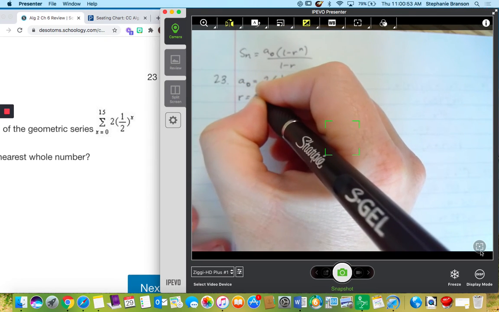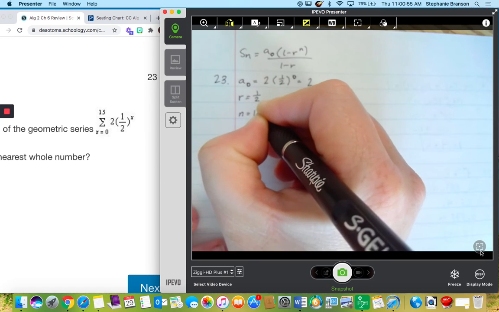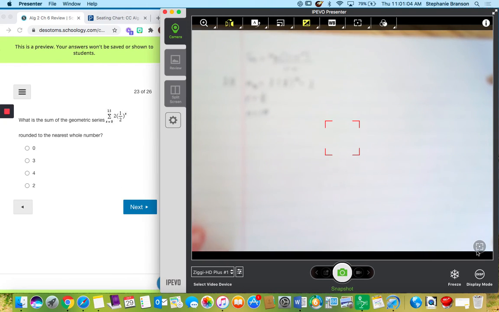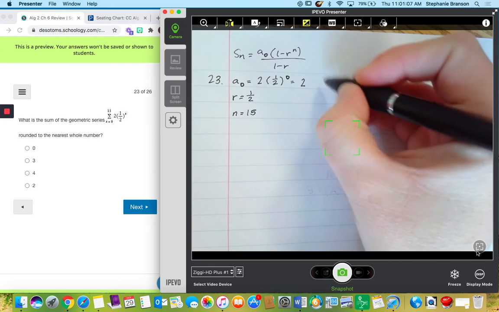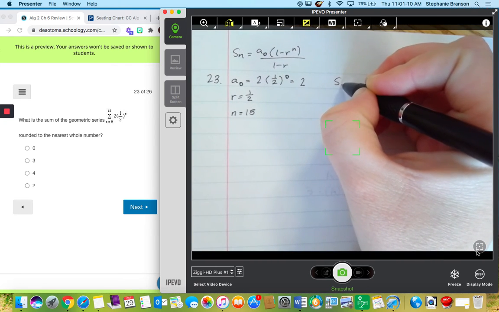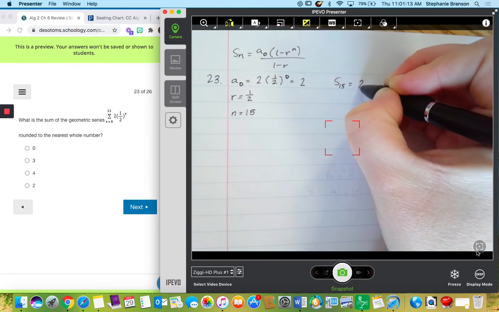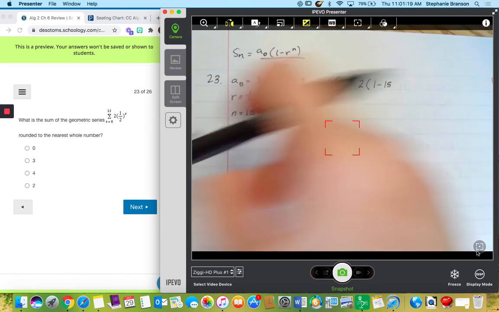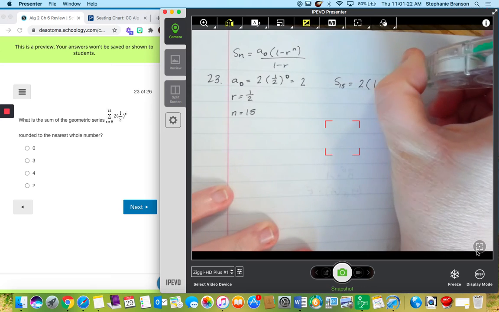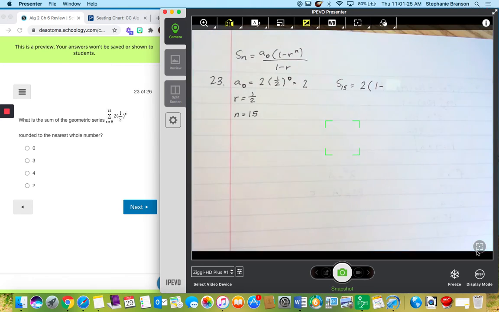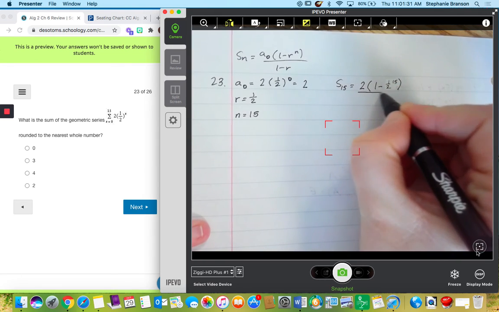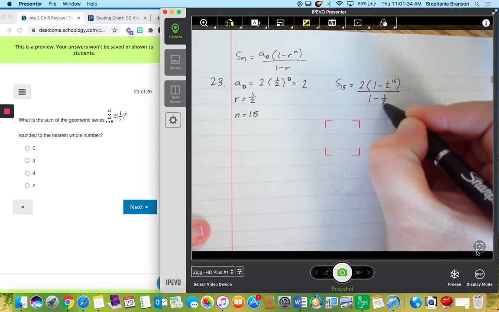R, my common ratio, is 1/2. And how many terms I have is 15. And they want us to round to the nearest whole number. So I've got S sub 15 is equal to 2 times 1 minus 1/2 to the 15th power over 1 minus 1/2.